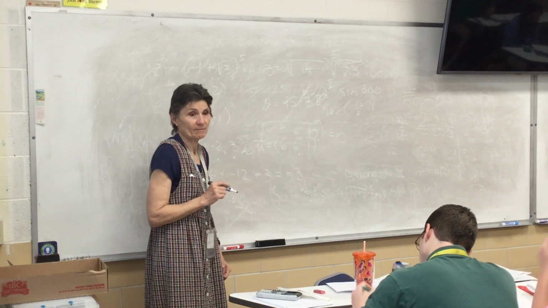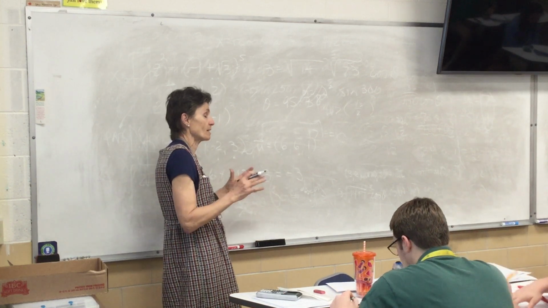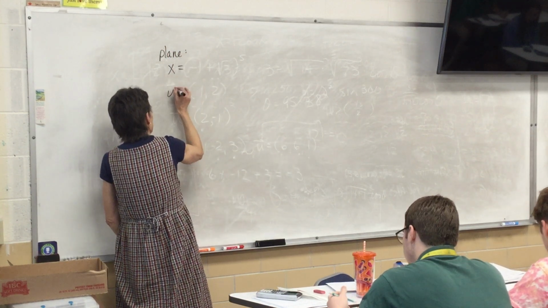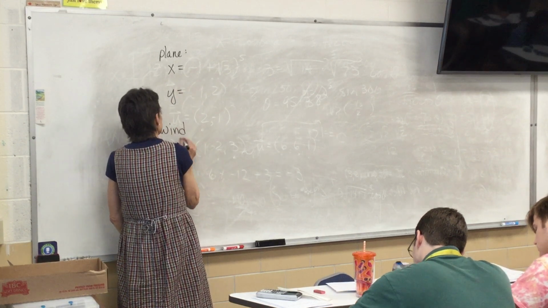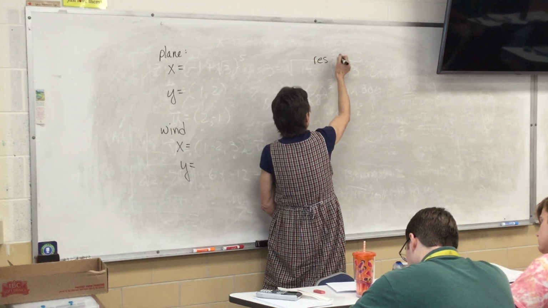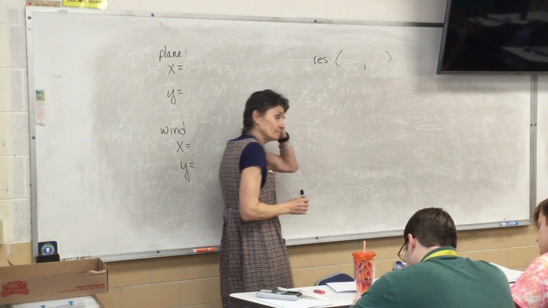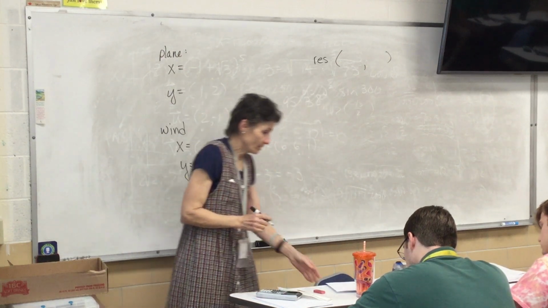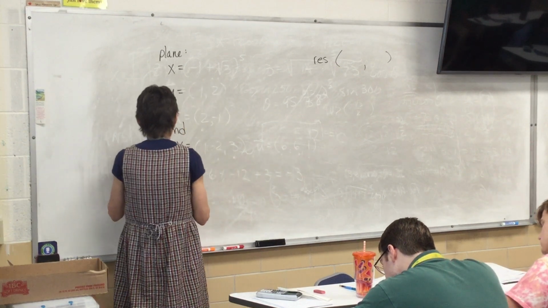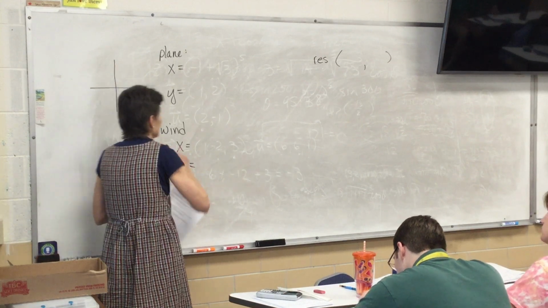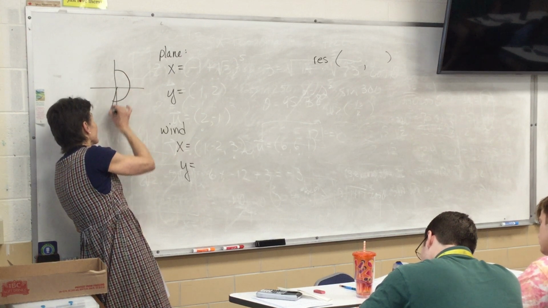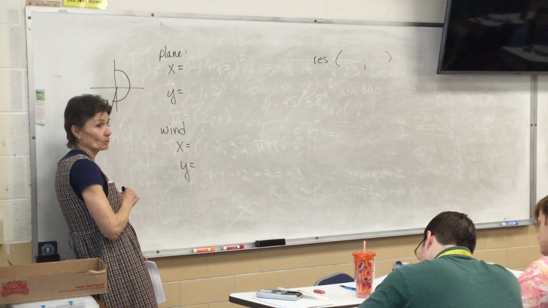Well, we have to find the coordinates of each vector, right? We have to resolve it into its horizontal and vertical components. So we want to find the plane's x and y, and then the wind's x and y, and then the resultant x and y, right? So here we go. The airplane is traveling 331 miles an hour on a course of 190 degrees. So remember, a course of 190 is going to look like this, right? That's a course of 190.